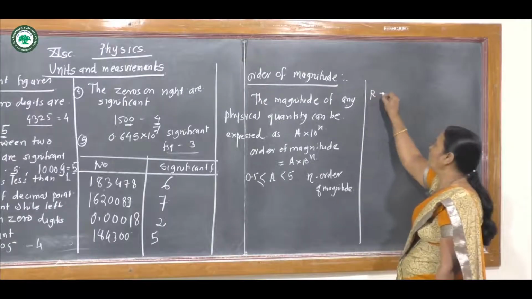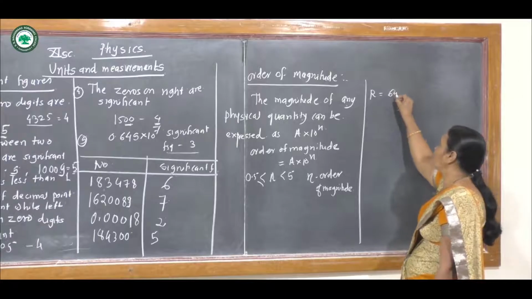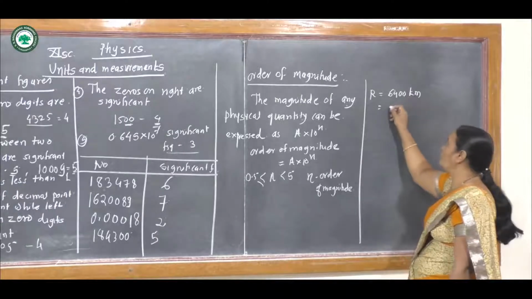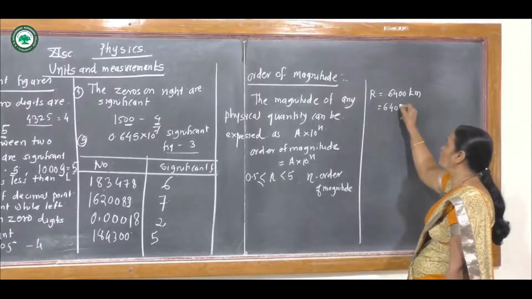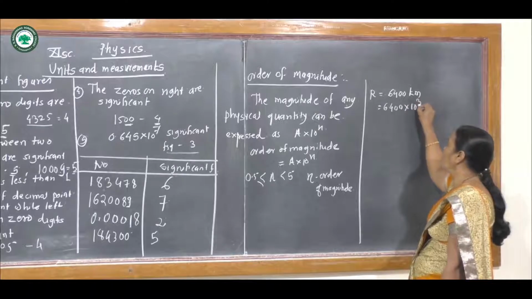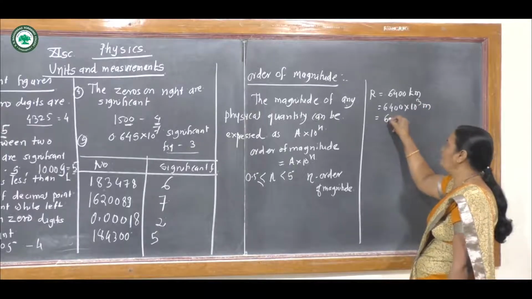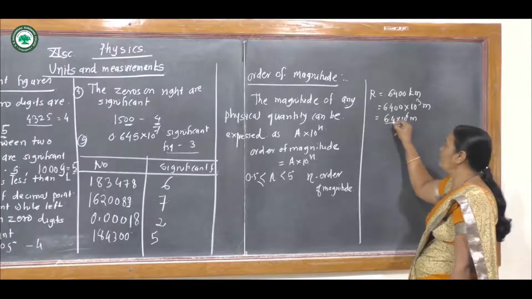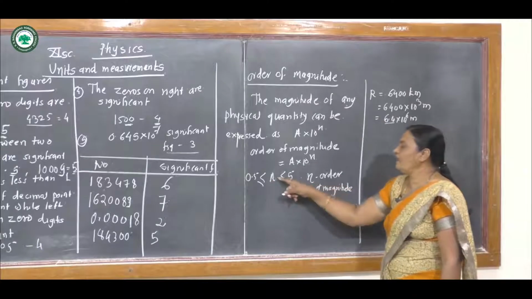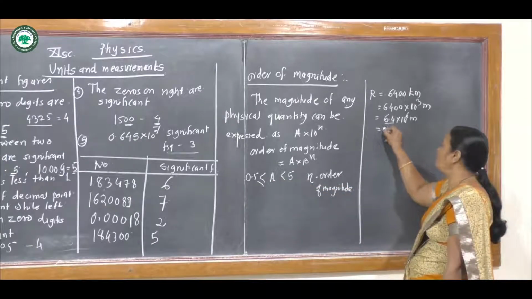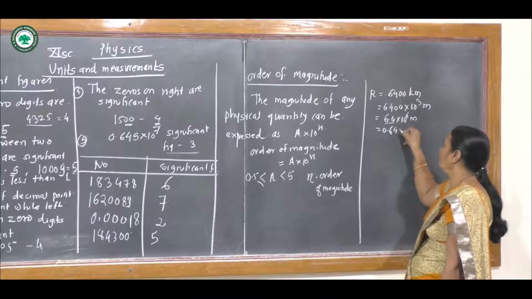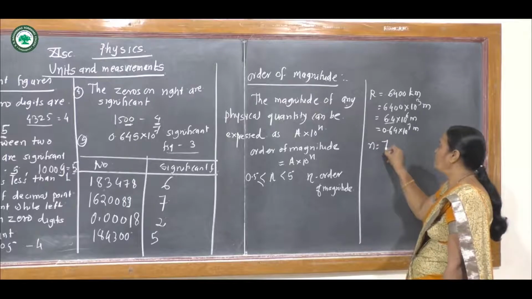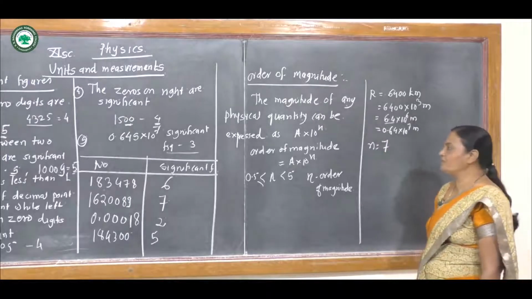Suppose the radius of the earth is 6400 kilometer. Then we can convert it into meter, that is 6400 into 10 raised to 3 meter. Then we get 6.4 into 10 raised to 6 meter. Then again, this a is greater than 5, so it is converted to 0.64 into 10 raised to 7 meter, and the order of magnitude is 7.